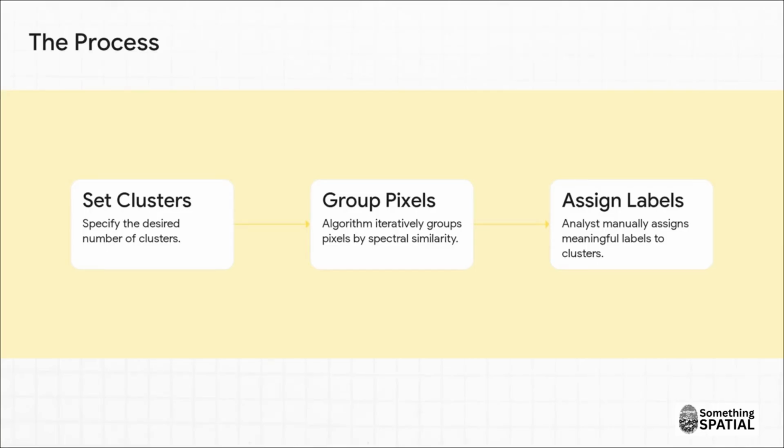Let's actually break down the mechanics of how this works step by step. First, you, the user, simply specify the desired number of clusters. You just tell the software, hey, find me 20 distinct groups. Second, the algorithm goes to work. It iteratively organizes the pixels into that exact number of groups based on how spectrally similar they are. Think of the algorithm as an explorer dropped into a pitch-black room, sorting a bunch of objects just by how they feel. Puts all the smooth things in one pile and all the rough things in another. Finally, in step 3, the analyst essentially turns on the light. They look at those piles, the clusters, and manually assign meaningful, real-world labels to them.